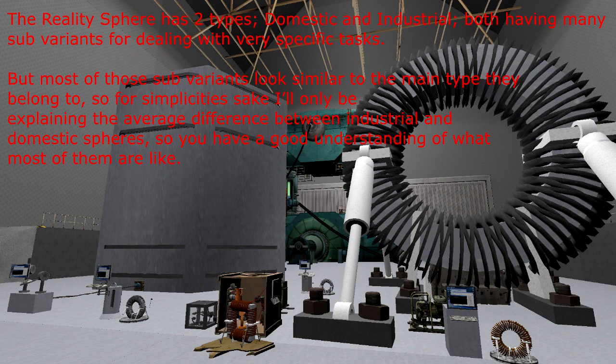The reality sphere has two types, domestic and industrial, both having many subvariants for dealing with very specific tasks. But most of those subvariants look similar to the main type they belong to. So for simplicity's sake, I will only be explaining the average difference between industrial and domestic spheres, so you have a good understanding of what most of them are like.